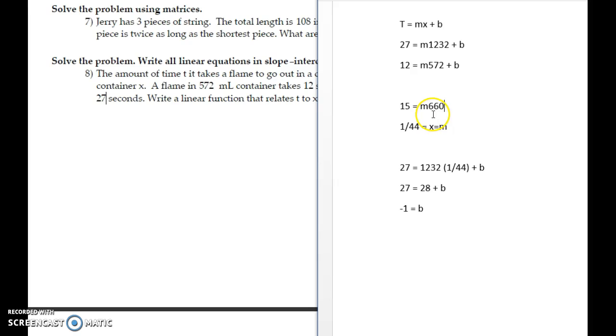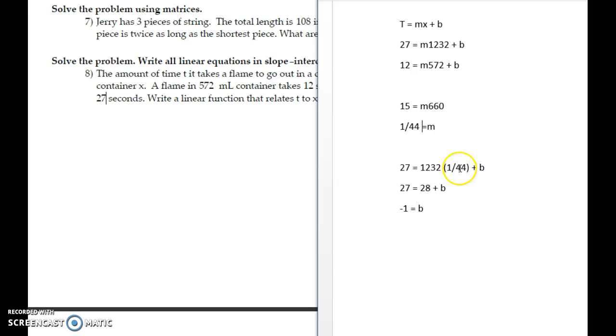So you can divide both sides by 660, and I don't know why I have an x there. Divide both sides by 660, and m is 1 over 44. So we solved for m. The only other thing we need to solve for is b. So plug m into either one of these equations, it doesn't matter which one, and then solve for b. I plugged it into the top one.